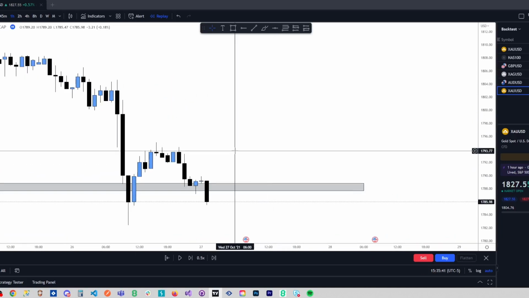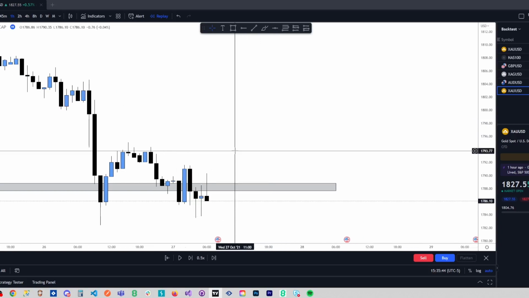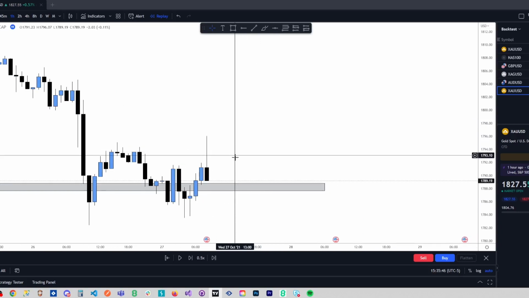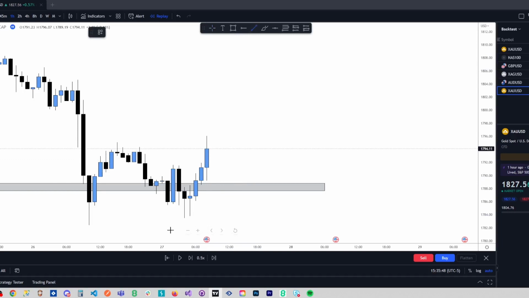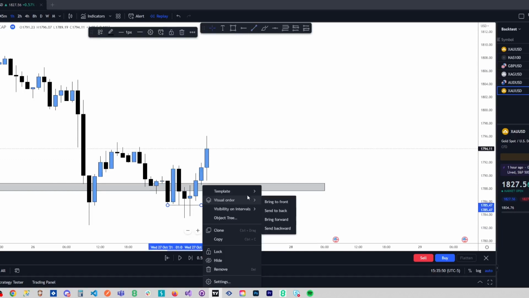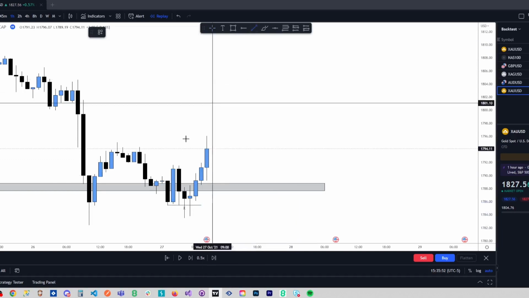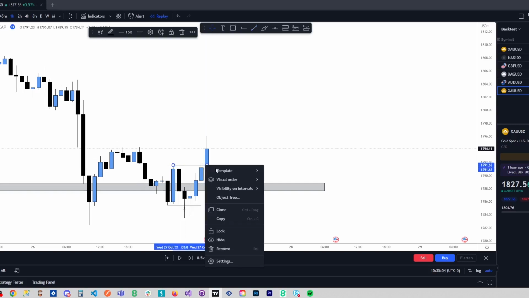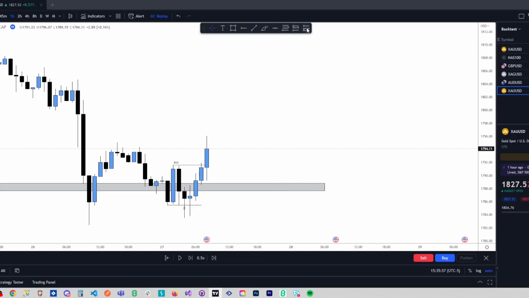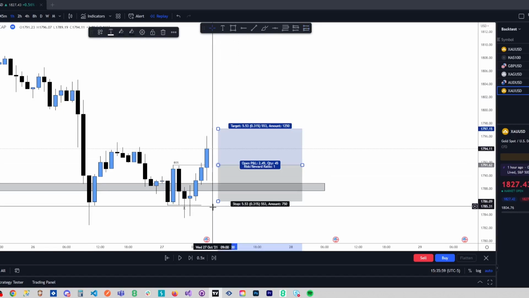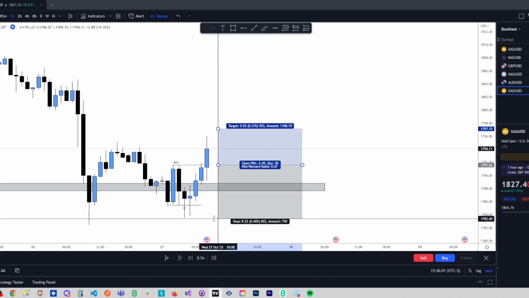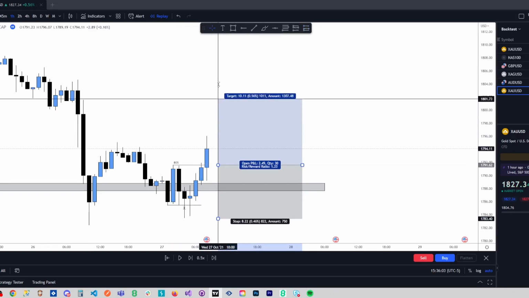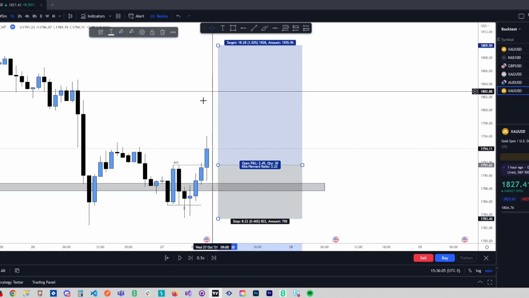Okay, we are back in the zone. Let's see if we can get what we are looking for. All right, so this is beautiful. There we go. We got the liquidation of the lows again, and we got the break of the high. Where do we want to get in? You can get in right here. If you want to refine this, you can. I'm just going to get in here for the hell of it.